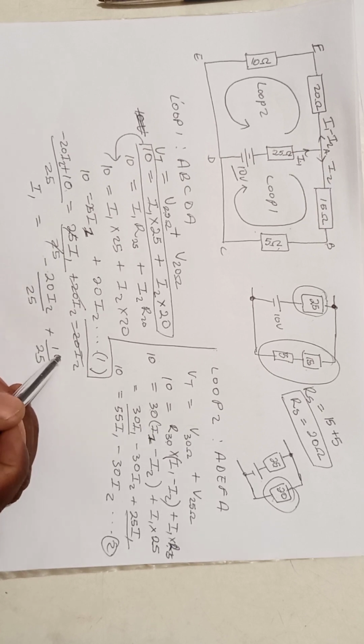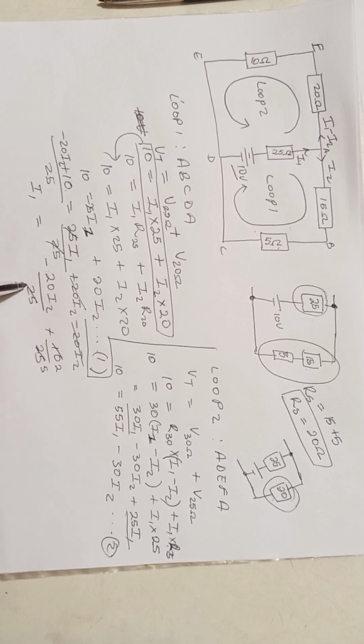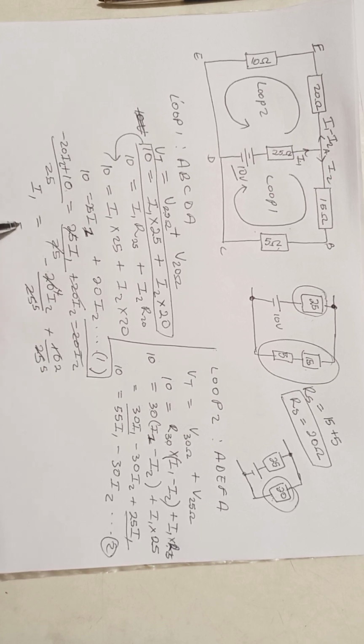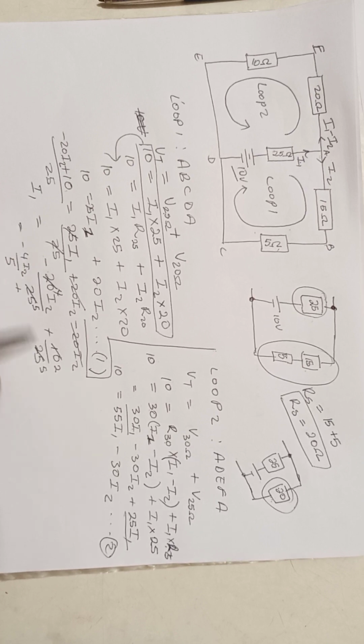Like here we know that we have 5. How many times 5 goes to 10? 2 times. And 5 goes to 25? 5 times. And 5 goes to 20? 4 times. So that means I1 is the same as minus 4I2 divided by 5 plus 2 over 5.